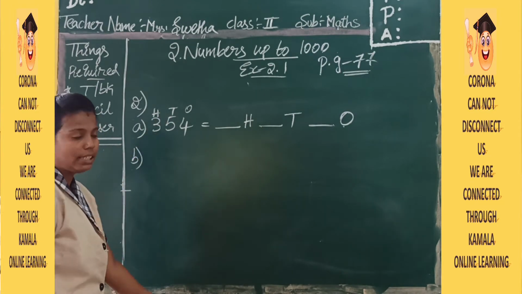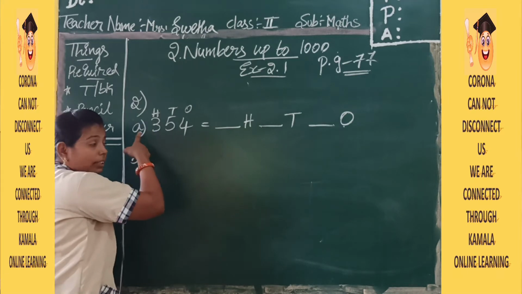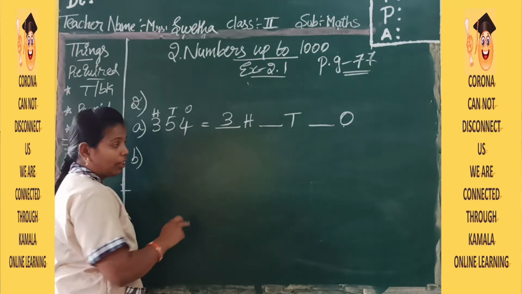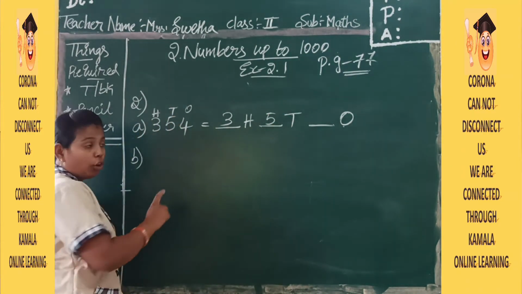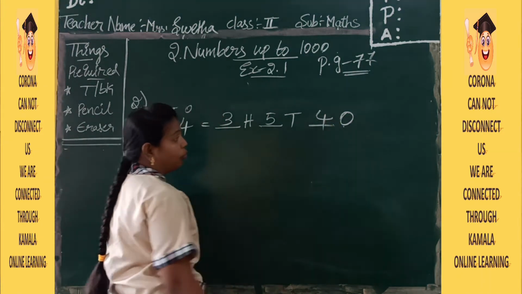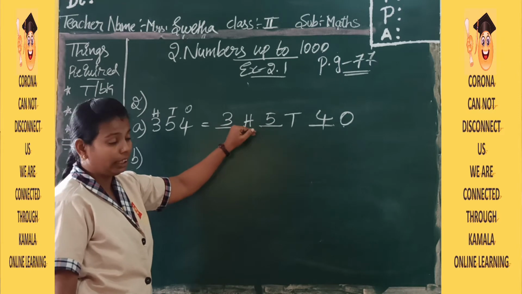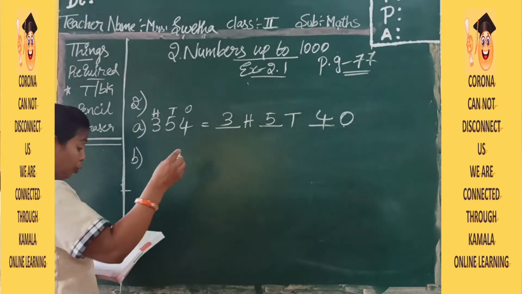Now we will write the answer. See how many hundreds we have. In the hundreds place, what is the number? 3. So we have 3 hundreds here. Tens. How many tens? We have 5 here. So 5 tens. Ones, how many? 4 we have here. So it is 4 ones. Understood? In this first question we have 3 hundreds, 5 tens and 4 ones.